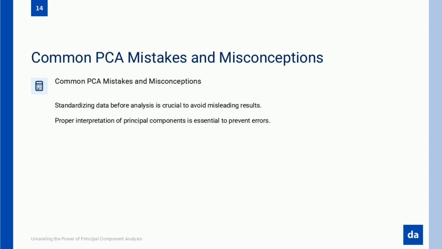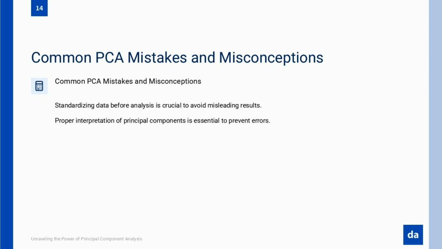The most pervasive mistake in PCA implementation is failing to standardize your data before analysis. When variables exist on dramatically different scales, think home prices in millions versus bedroom counts, the mathematics of PCA will naturally gravitate toward the variables with larger numerical ranges. This isn't because those variables contain more information, but simply because their values create more variance numerically.